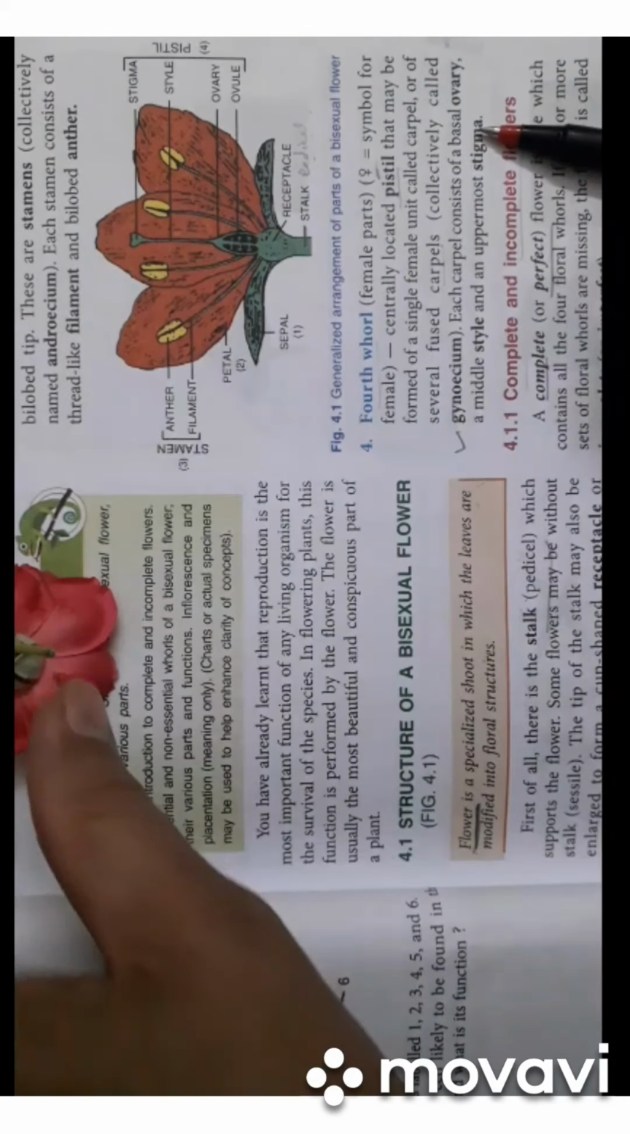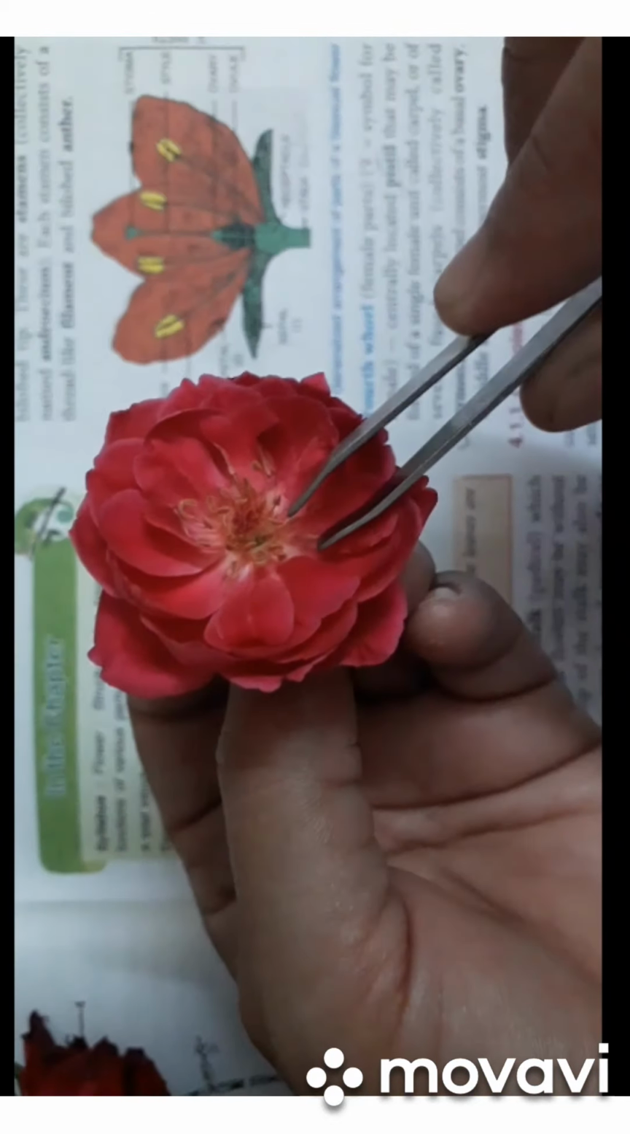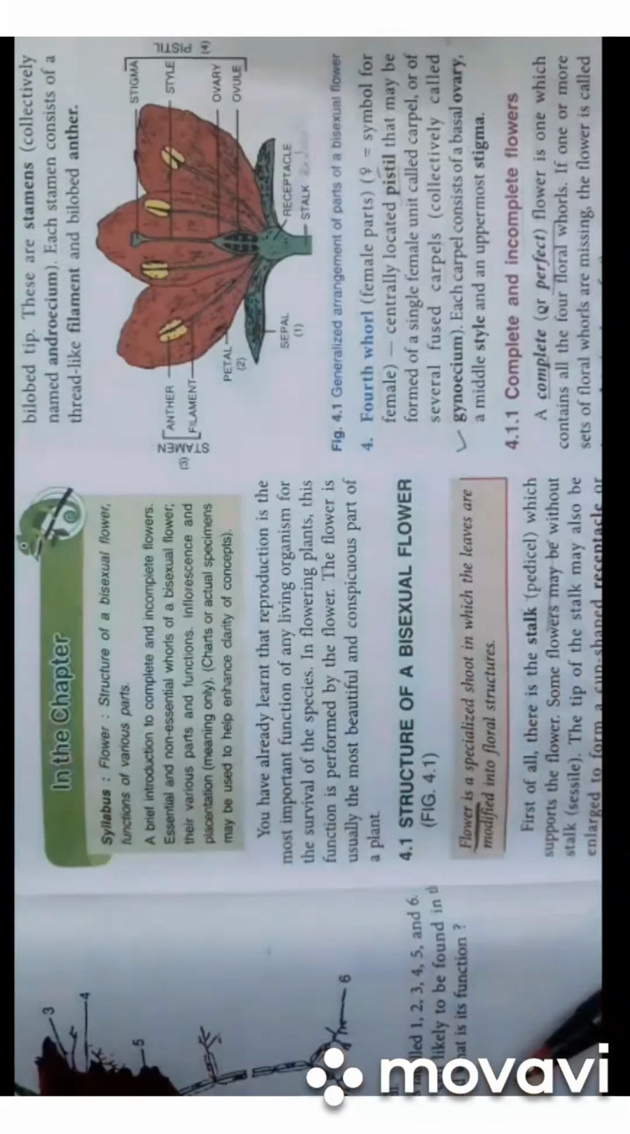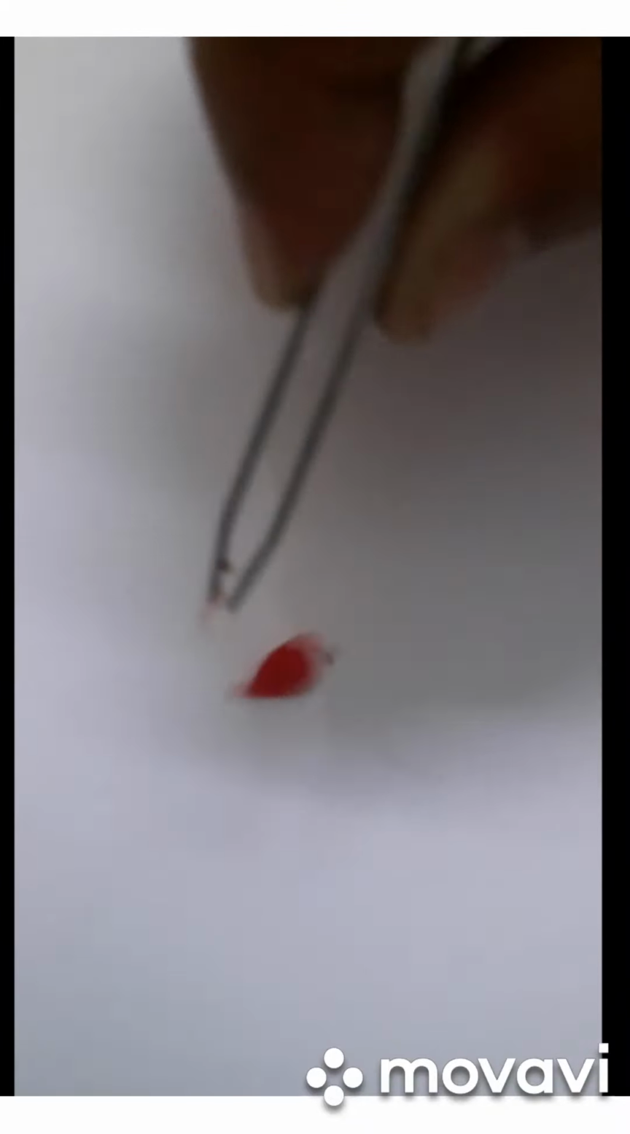Fine. Now I would like to show you the stamens. In this flower they are a little more clearly visible. Let's see if you can understand. Like, see, this is the stamen, and this uppermost part is the anther, and this is the filament.